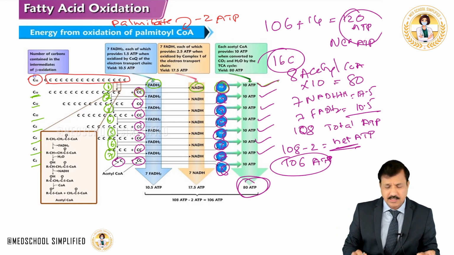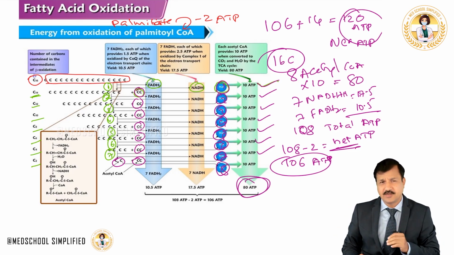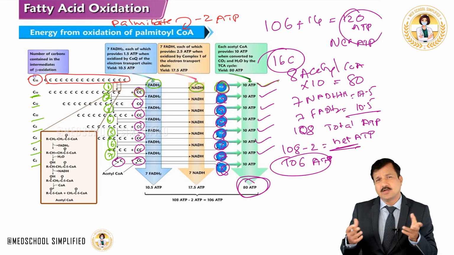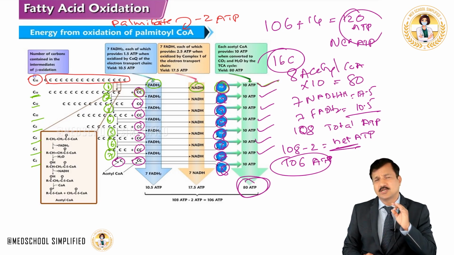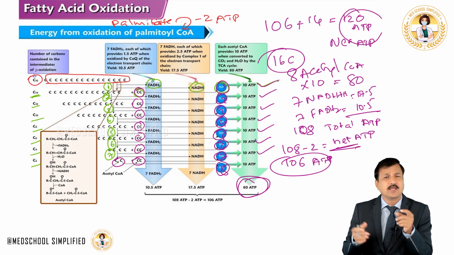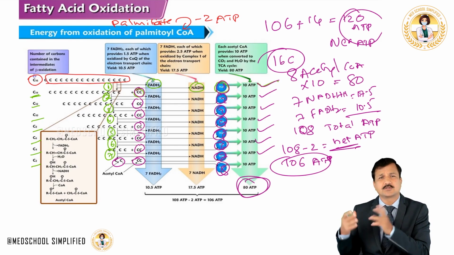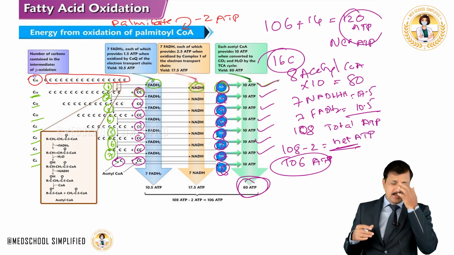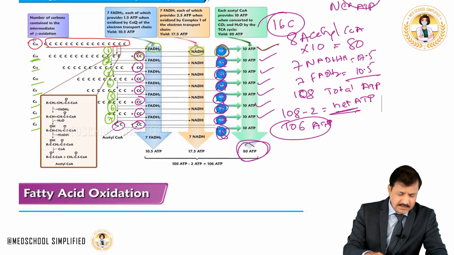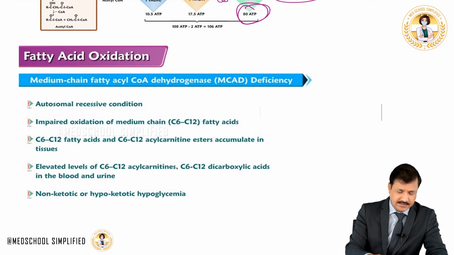All you need to do is, if the question asks for the net number of ATP, do it accordingly. If it is asked as a total number of ATP, then you don't need to subtract those 2 ATP. Usually in the questions, net number is asked rather than the total number. Just be careful. If it is the total number, no ATP is subtracted. If it is a net number, 108 minus 2, 106. So just look at the question and go accordingly. That's about energy from oxidation of fatty acid.